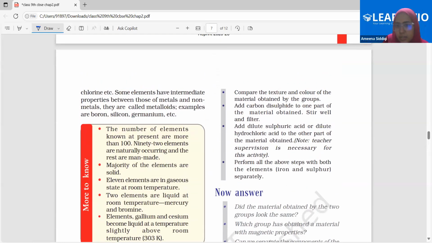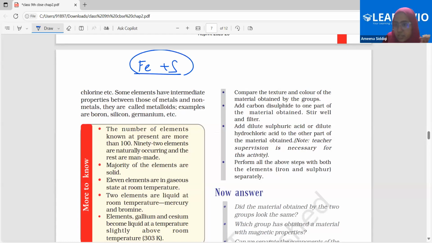Compare the texture and the color of the carbon disulfide to one part of the material obtained. Stir well and filter. Add dilute sulfuric acid or dilute hydrochloric acid. See, in the first part, what happens? If only iron filings and sulfur are there, they are not mixed chemically.